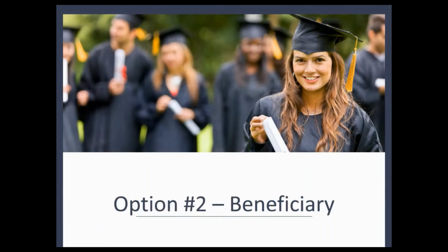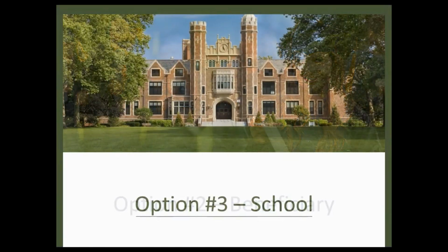Option number 2 is the beneficiary, which is almost always going to be the student themselves. And then option number 3 is you can send that distribution directly to the school or university. A few plans will let you make a payment to a third party, such as a landlord or an off-campus apartment, but you want to make sure that you check with the specific 529 plan that you're a member of and that you've been saving in to see exactly what their rules and guidelines are.